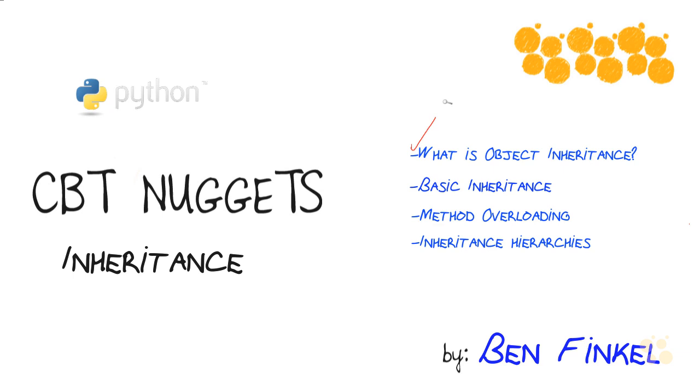Then we'll jump right into the code. We'll take a look at basic inheritance. We'll inherit from my parent class down to a child class. In our case, we're going to use shapes and squares. Then we'll get into some more complex topics.